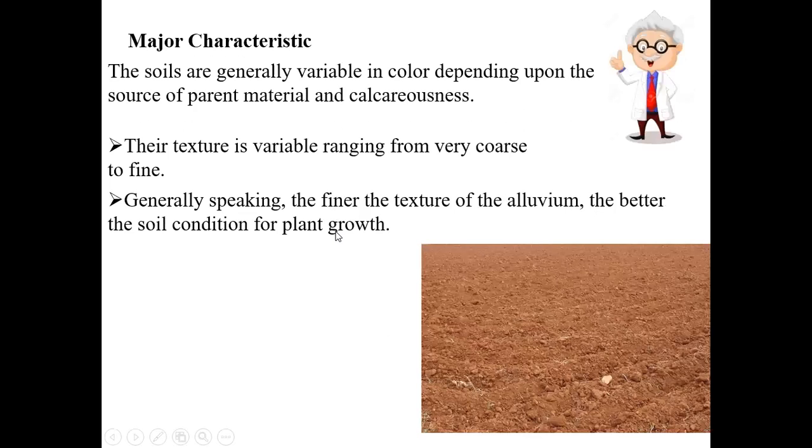And what are the major characteristics of these alluvial soils? You should know those characteristics. Mostly the color depends upon the source of the parent material and calcareous, so the calcium deposits. Texture varies from very coarse to fine, students. In general, fine textures of alluvium are better for soil conditions. So fine texture alluvial soils are very fertile, with better soil conditions for plant growth.